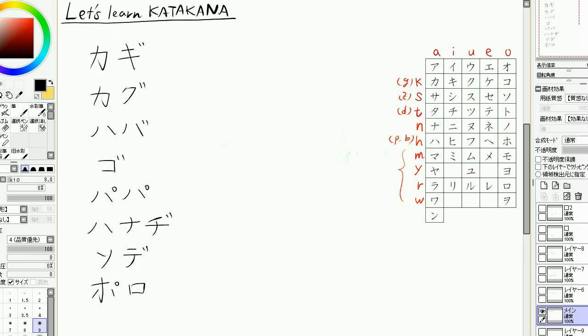Okay, now try to read these words. I'm going to show you one by one. First of all, this one is kagi, kagi, which means key. And this one is kagu, kagu. Kagu means furniture. Haba, haba. You see unvoiced one and voiced one. Haba. It's width.